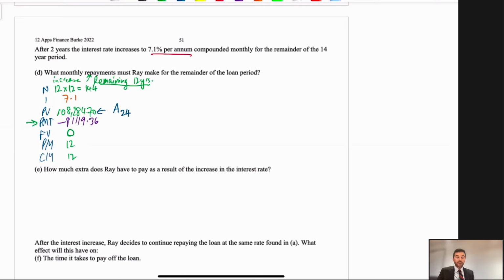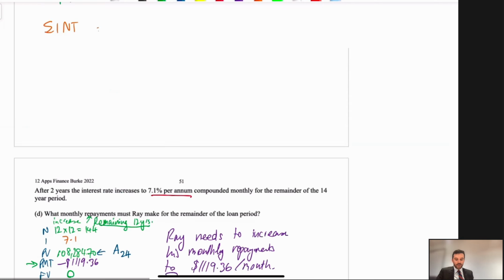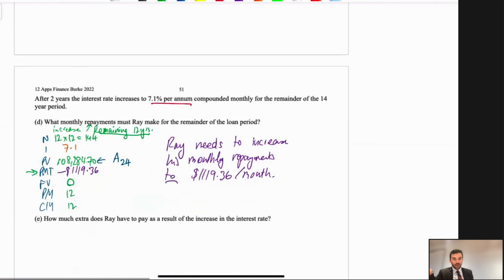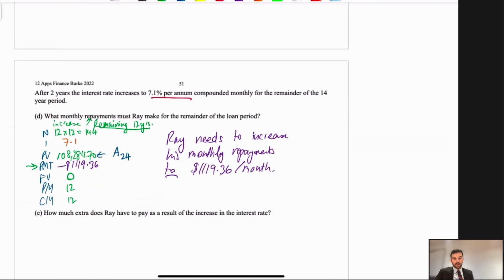Now this amount is negative because he's still having to owe that. So therefore, Ray needs to increase his monthly repayments to $1119.36 per month. Okay, so this is the amount he's going to pay. Now remember, what was he paying before? He was paying 1051.10. So it looks like the increase has been just over $100. And then at the new interest rate, we can see he'll still pay off the loan in time.